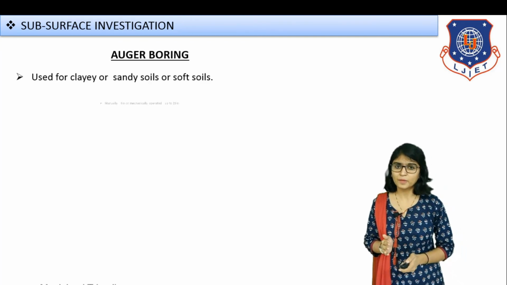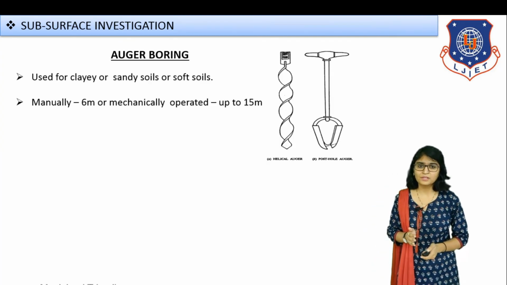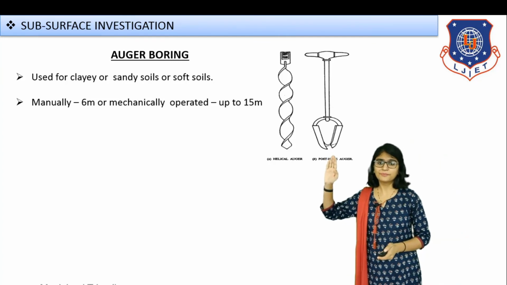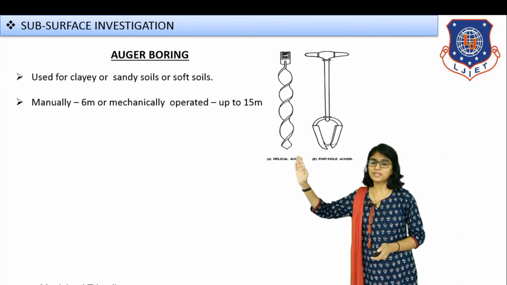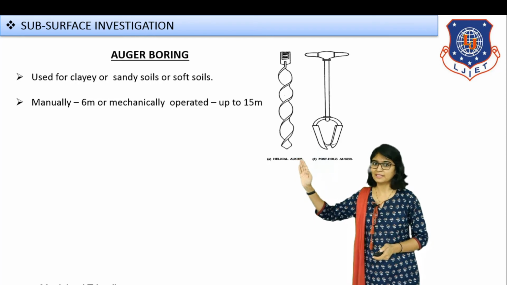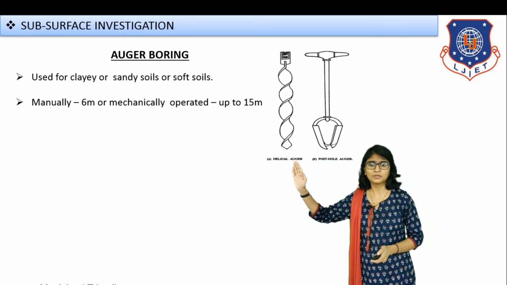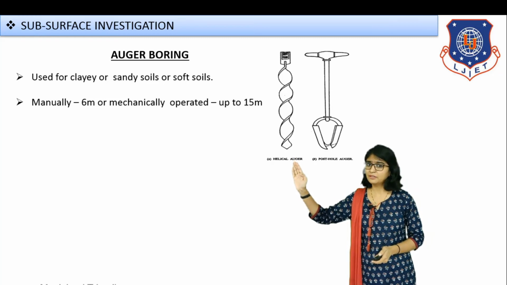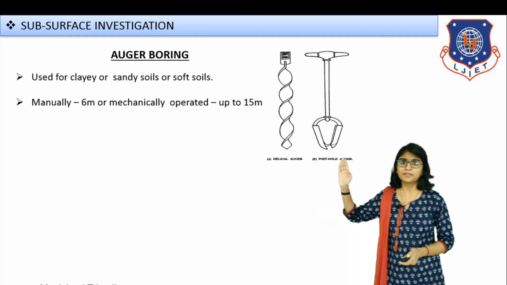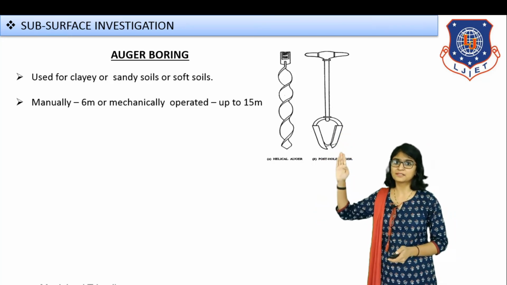auger boring, that is auger and shell boring. Look at the image over here. The helical auger which you can see, I had showed you in my last lecture. One was mounted with a crane, and the second was the one I showed you, where a man was doing it manually with the help of a handle, which you can see in this second picture.